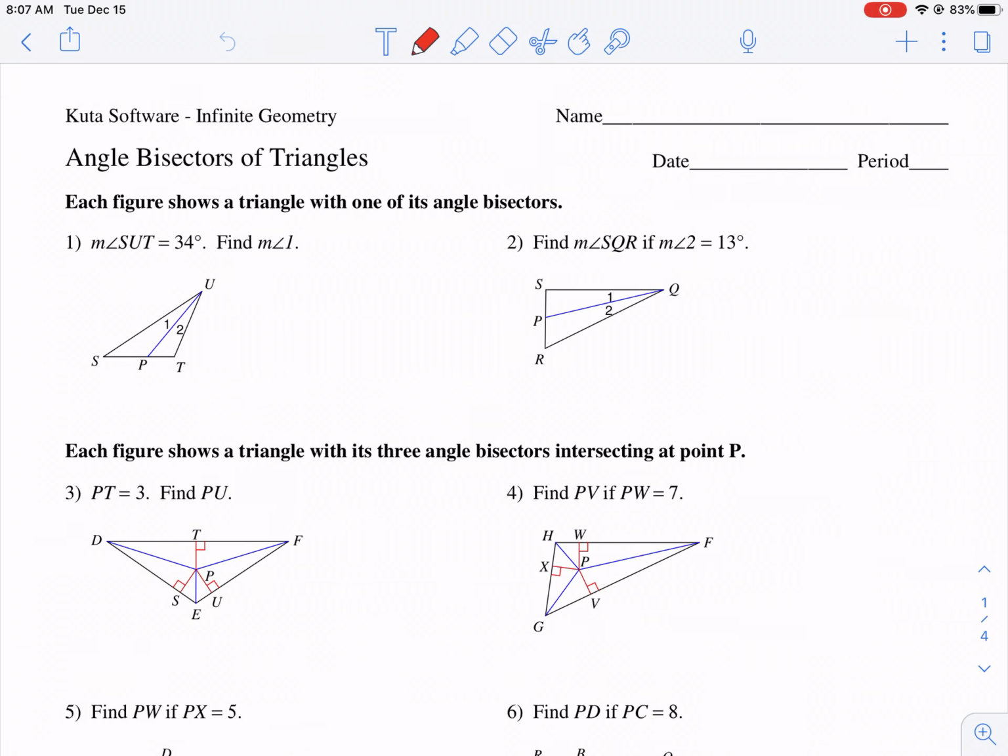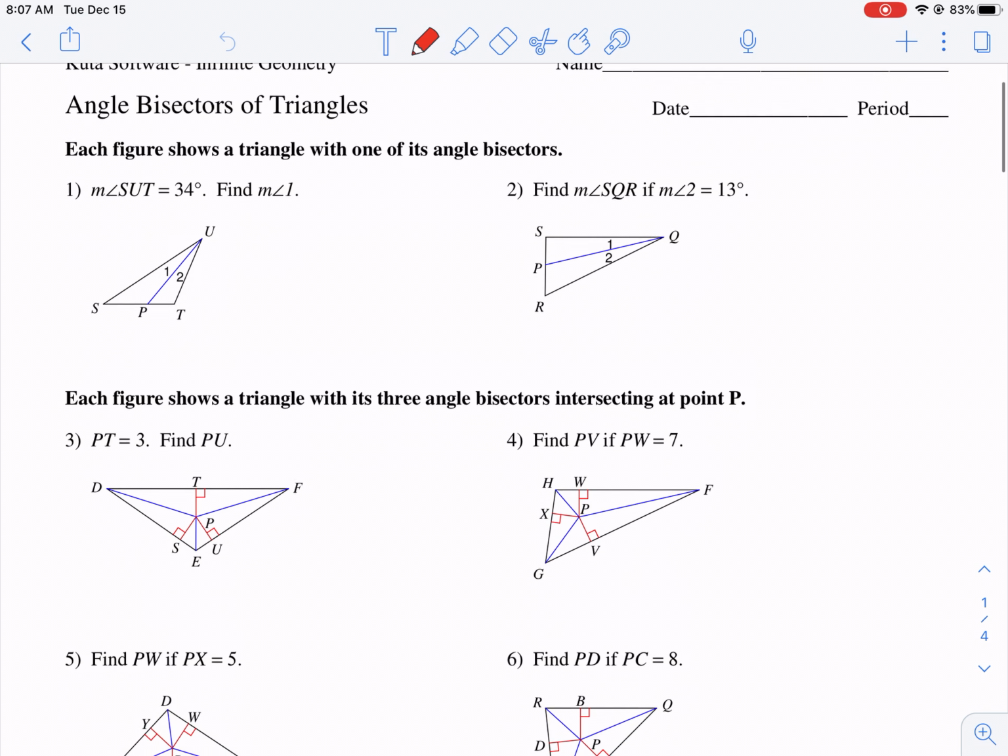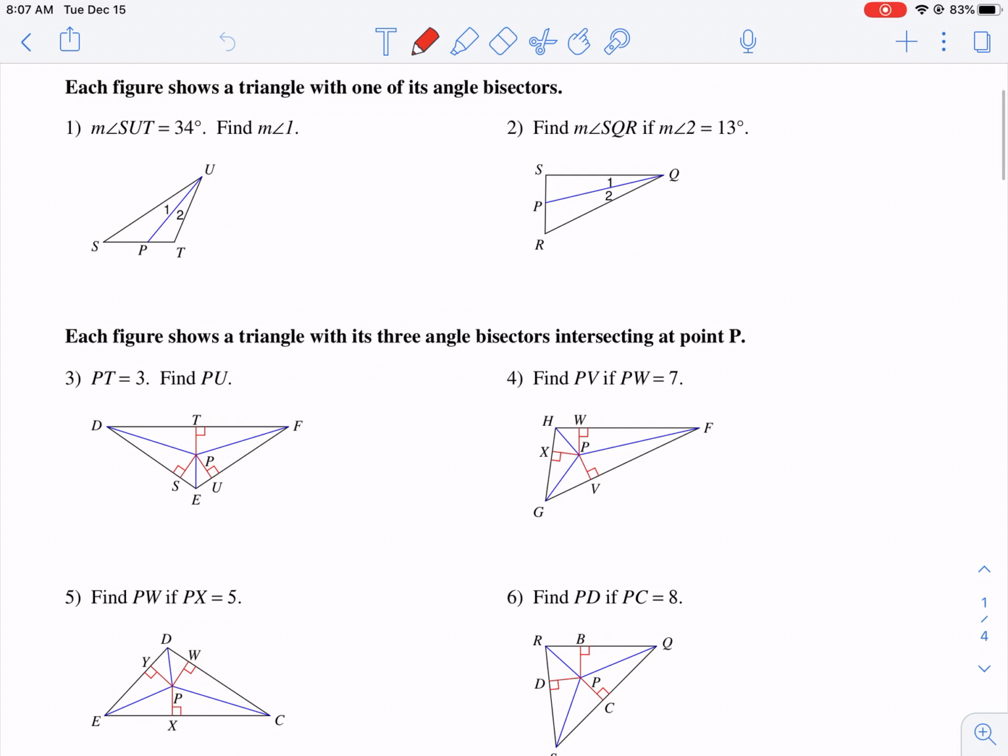Welcome everybody to a Kuta worksheet tutorial. We're doing angle bisectors of triangles. So all you geometry students in chapter 5, this is what we're talking about. The first couple are pretty easy.